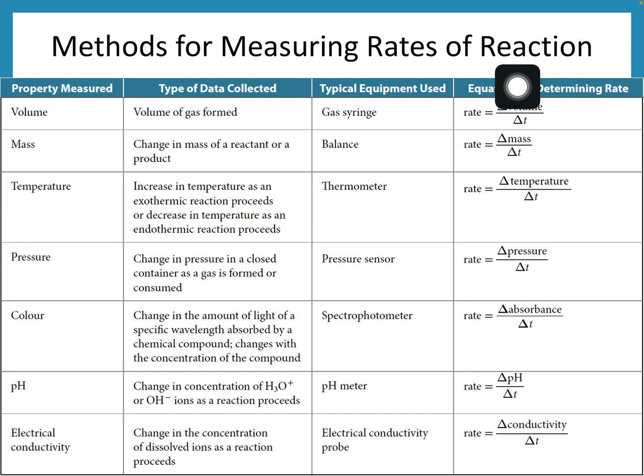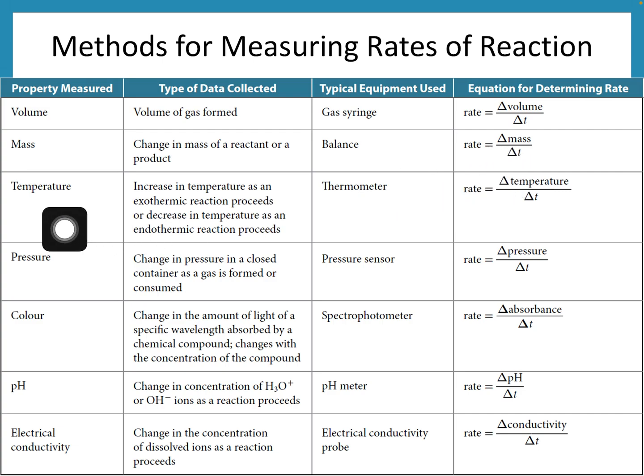So that change in quantity, there's different ways that we can measure that quantity. We can measure a change in mass, whether that is mass of reactant reducing as it's being used up, or the mass of product being created. So we'd use a balance for that, and in that case our rate is our change of mass over our change in time.